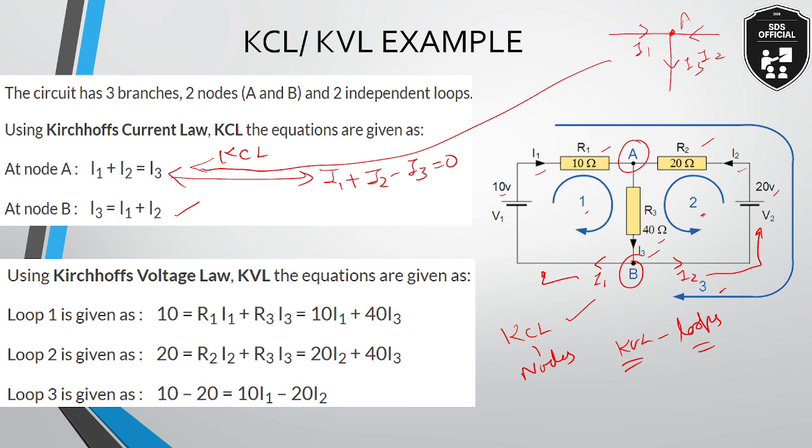So how many currents are there and how many voltages are there in loop number 1? The first voltage is the source voltage, which is 10. The voltage here will be equal to the voltage drops across resistor R1 and across resistor R3. So 10 will be equal to I1 into R1. R1 is 10, so I1 into 10 plus I3 into R3, which is 40 into I3.